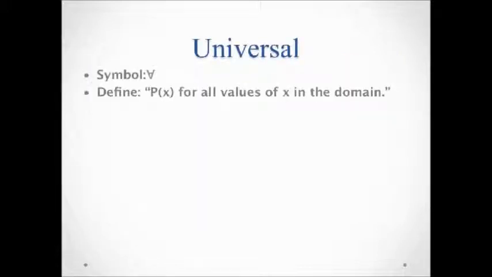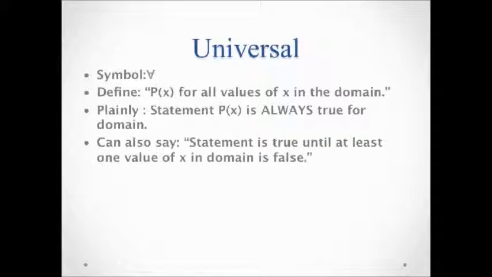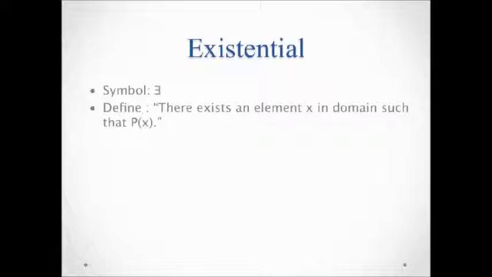Now, the universal quantifier is denoted by the symbol above, and its definition is p of x for all values of x in the domain. Now, to put that plainly, statement p of x is always true for the domain. You could also say that the statement is true until at least one value of x in the domain is false, to help you understand that concept.